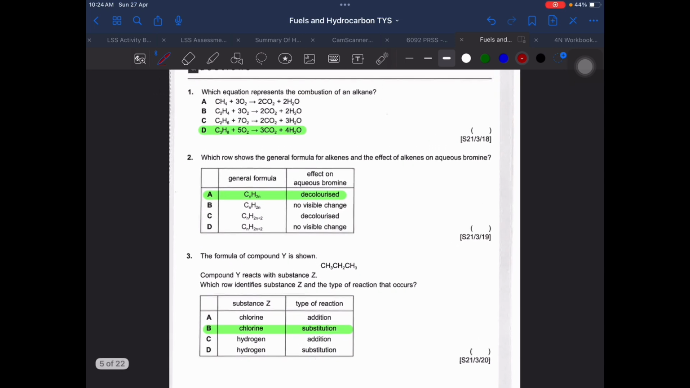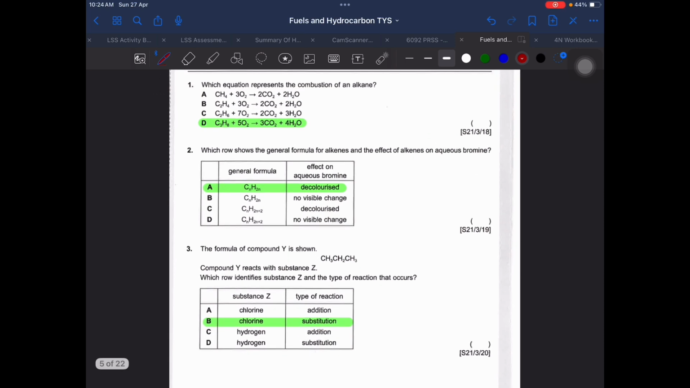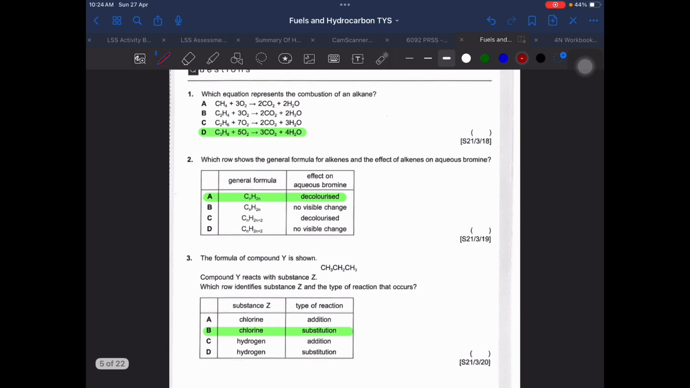So just a quick recap to make sure all of us are on the same page. Now, for question 2, alkenes, we know that alkenes has a general formula of CnH2n, right? Whereas CnH2n plus 1 is for the other homologous series known as your alkane, right? So just not to mix the two things up. And we know that alkene can actually react with bromine. Now, so what will it look like?